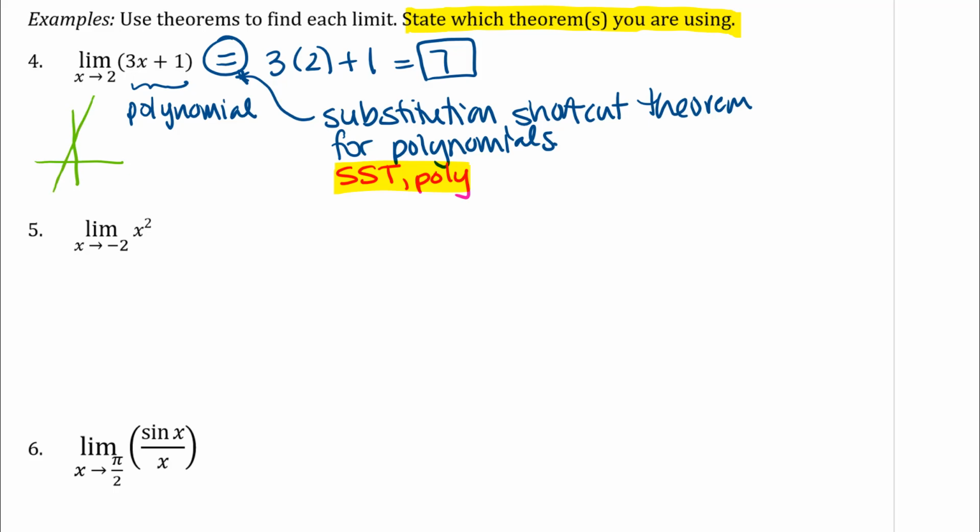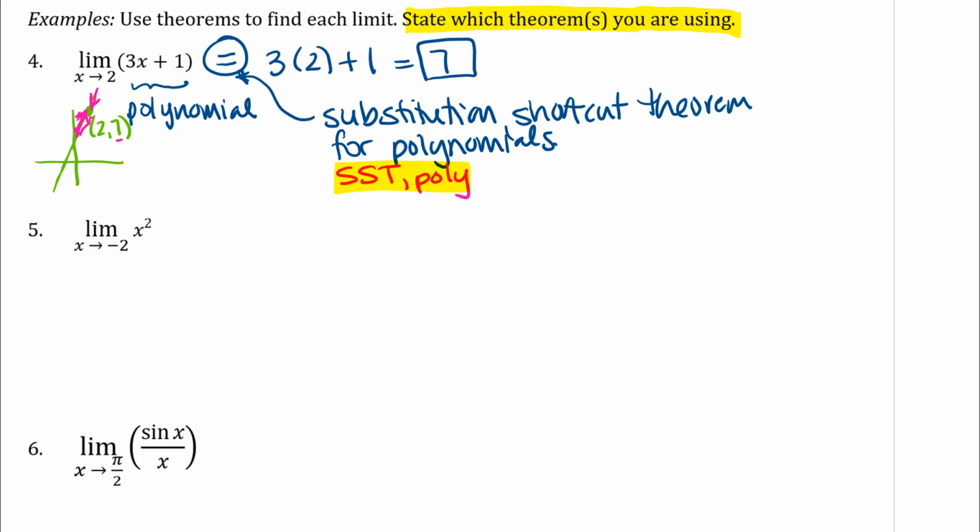And if you think about the graph of that when x is close to 2, there's a point at (2, 7), and as you get closer and closer to 2 from the left side and the right side, the y values get closer and closer to 7. So I'm just using the graph to double check that my answer makes sense here. All right, let's look at this next one and think about using theorems.